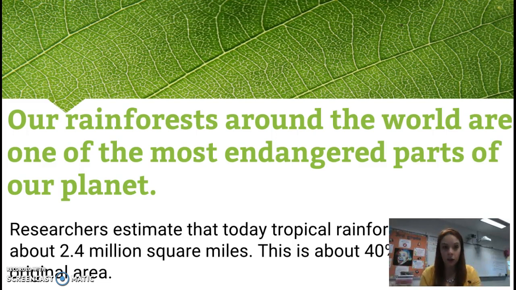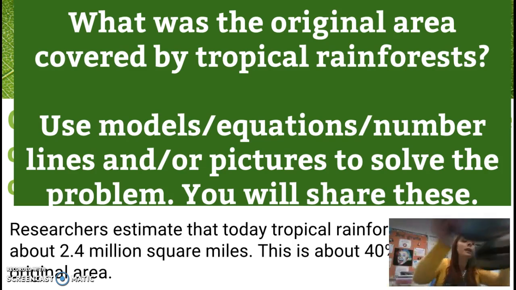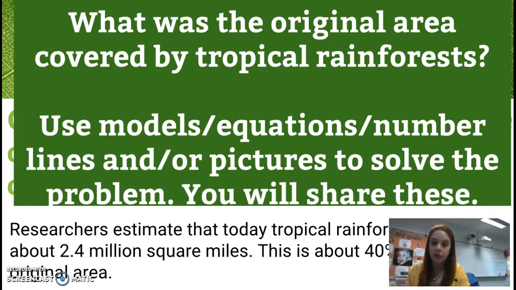So today, on our planet Earth, I have a globe right here, we only have 2.4 million square miles of rainforest left. It sounds like a lot, but that's only 40%. That's less than half of what we started with. So the question then is, what was the original amount of rainforest area that we had? How many square miles did we start with before we started cutting it down? So that is the question. We want to know what 100% is.